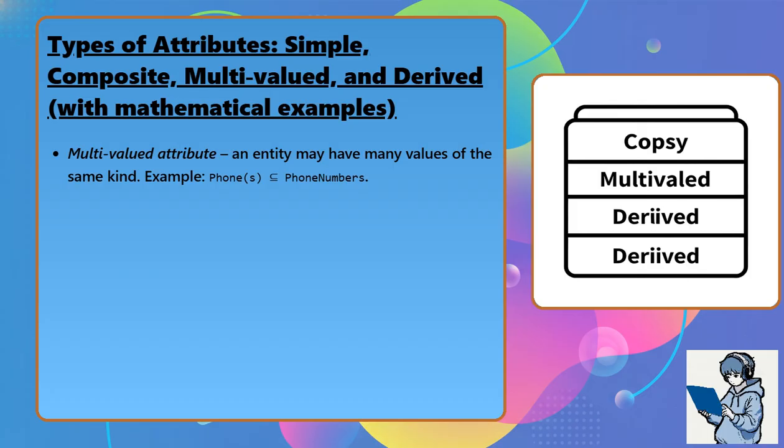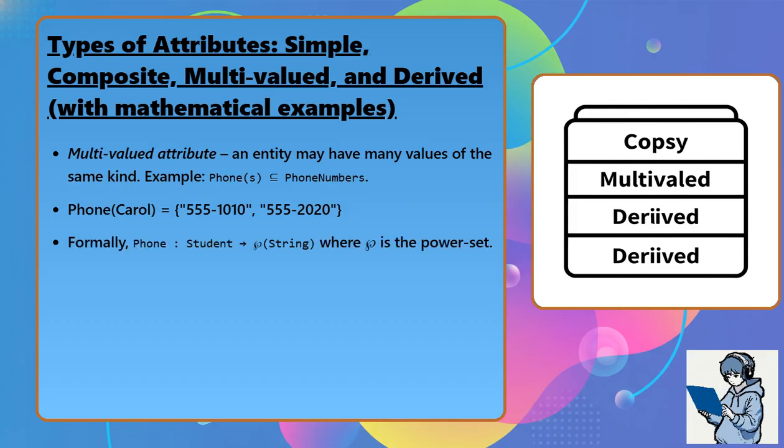A multi-valued attribute: an entity may have many values of the same kind. Example: phone(S) is a subset of phone numbers. Phone(Carol) = {5551010, 5552020}. Formally, phone maps a student to the power set of string, where the power set is the set of all subsets.